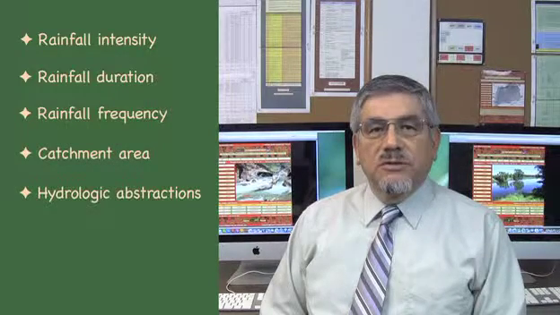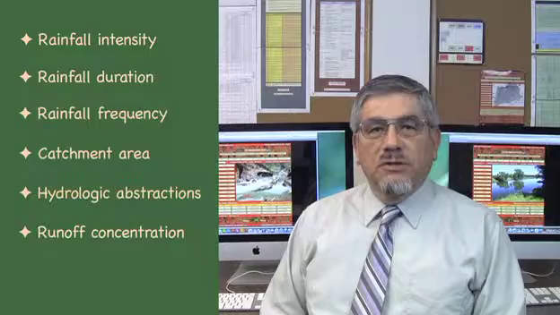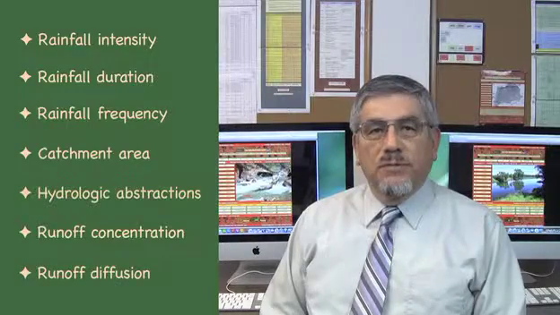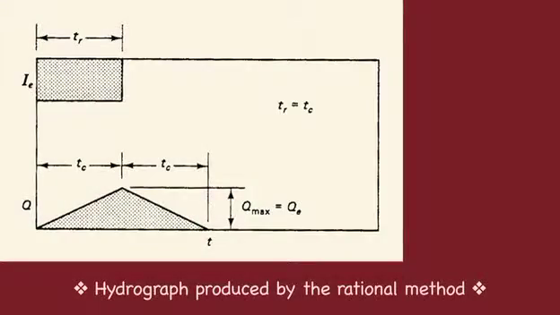The rational method takes into account the following hydrologic characteristics or processes: rainfall intensity, rainfall duration, rainfall frequency, catchment area, hydrologic abstractions, runoff concentration, runoff diffusion. In general, the rational method provides only a peak discharge, although in the absence of runoff diffusion, it also gives an isosceles triangle-shaped hydrograph.